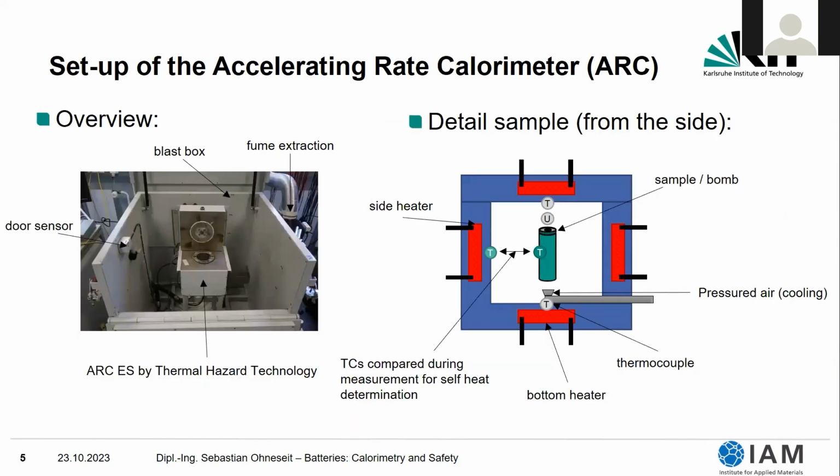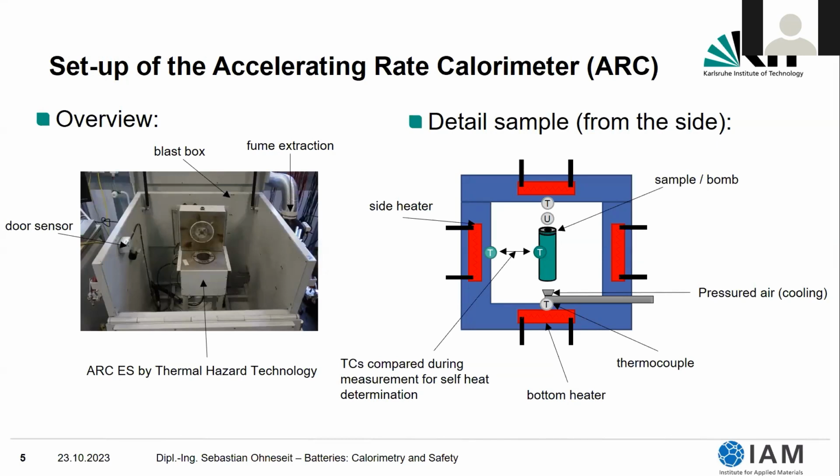This is the setup of the accelerating rate calorimeter. You can see here, inside a blast box, the actual accelerating rate calorimeter. It's inside a blast box to protect from explosion, from parts flying around, and from gases. All of the setup is secured by door sensors so that the test will be stopped if the blast box is opened, and there is a fume extraction at the blast box to evacuate the fumes at the end of the test, and also we are able to cool down the calorimeter after the test.